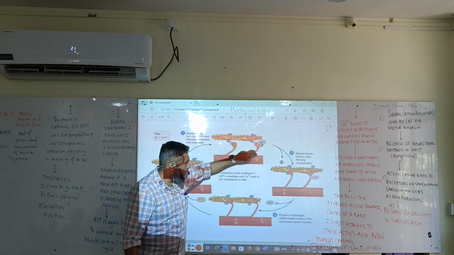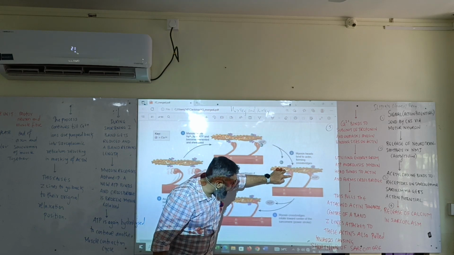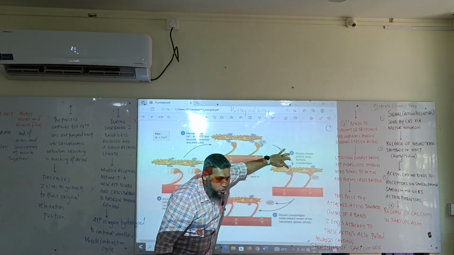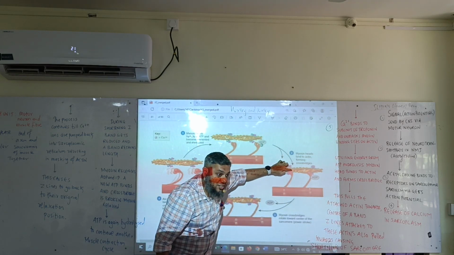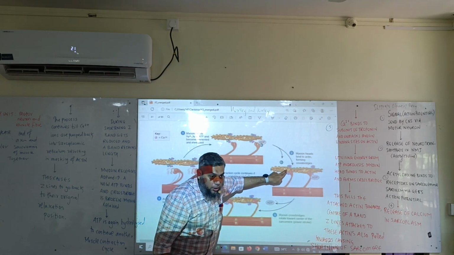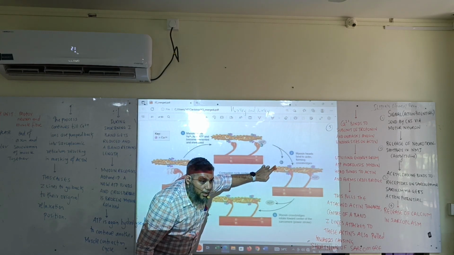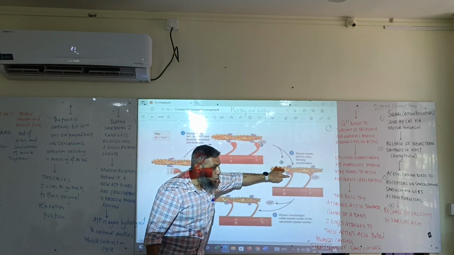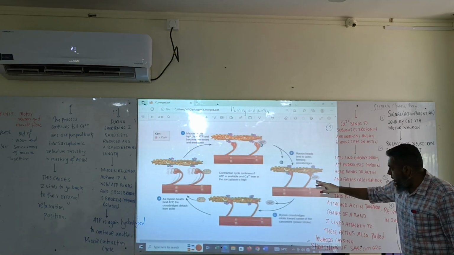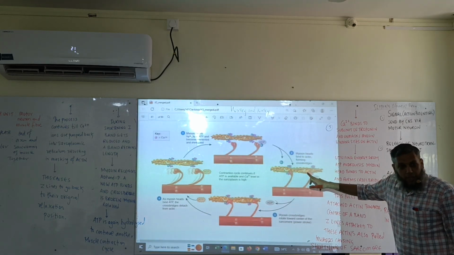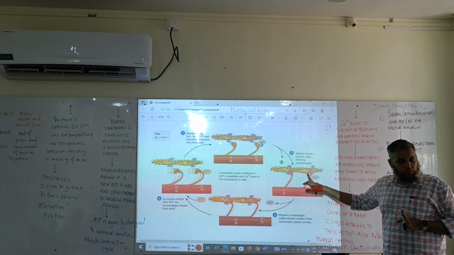Now with the help of that energy, do you see the cross arm? Has it got attached to the myosin binding sites on actin? Yes. So can I say it has formed a cross bridge? Yes. So now the cross arm has formed a cross bridge because it is connecting the myosin with the actin. This will be called the cross bridge. So now the head of the myosin will bind to the actin and it will form a cross bridge.